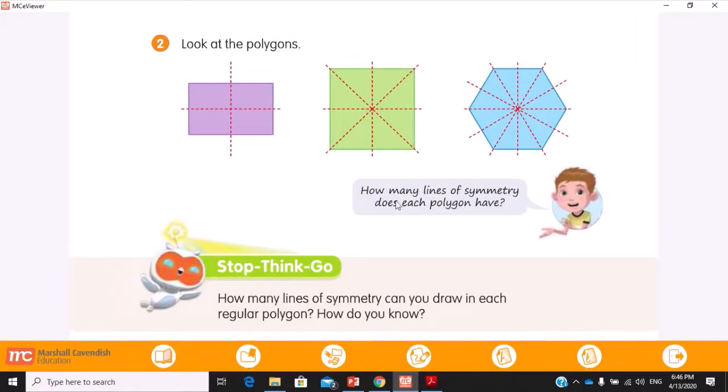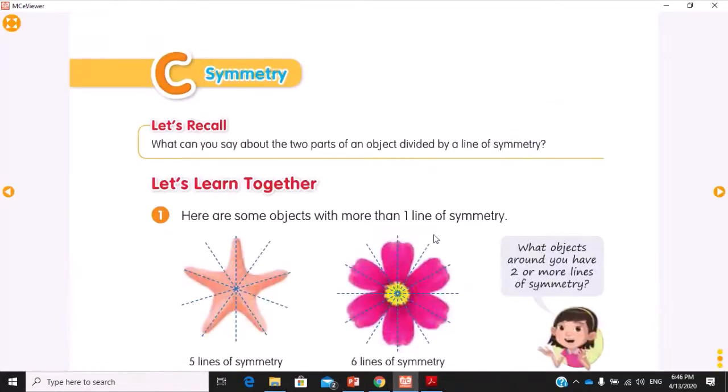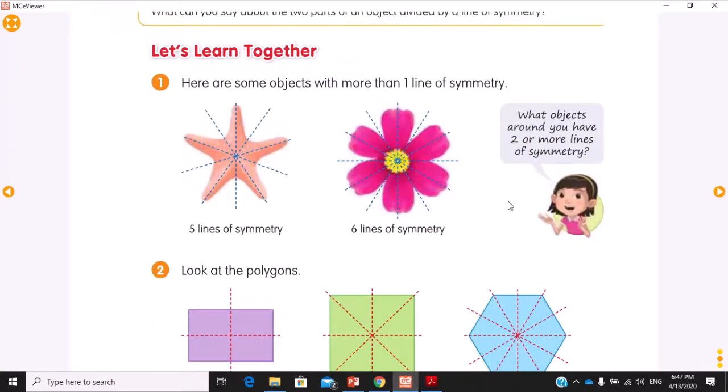What we're working on here is similar to what I just explained to you. And remember, what can you say about the two parts of an object divided by a line of symmetry? Remember, we can make a duplicate shape. So let's look at number one. Here we have a starfish. Here are some objects with more than one line of symmetry.